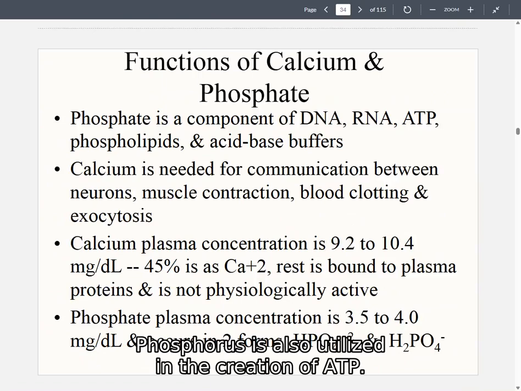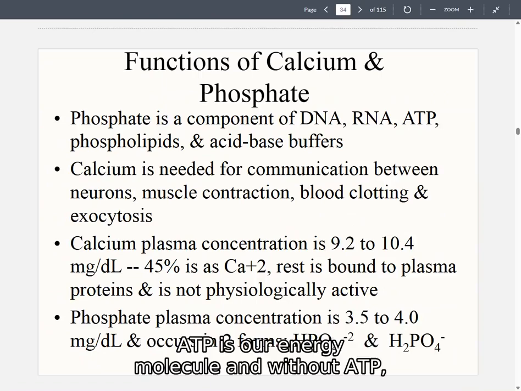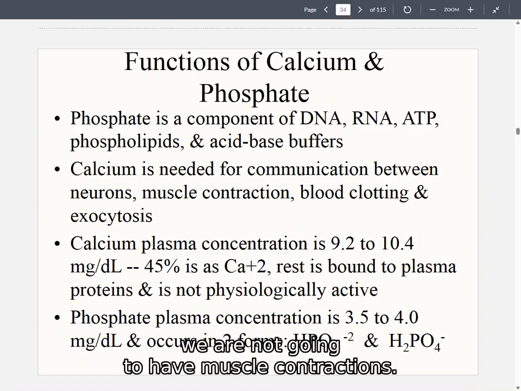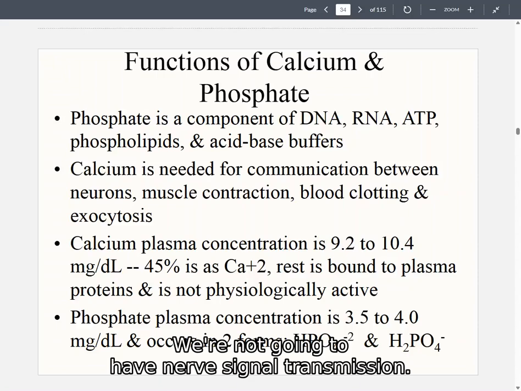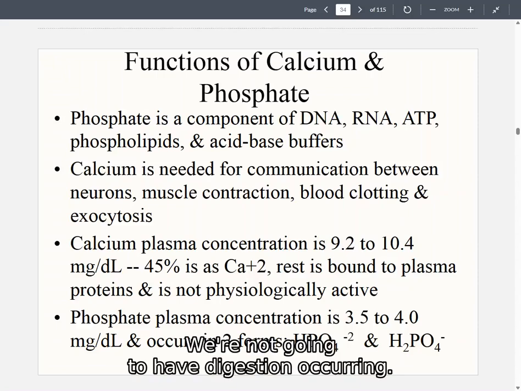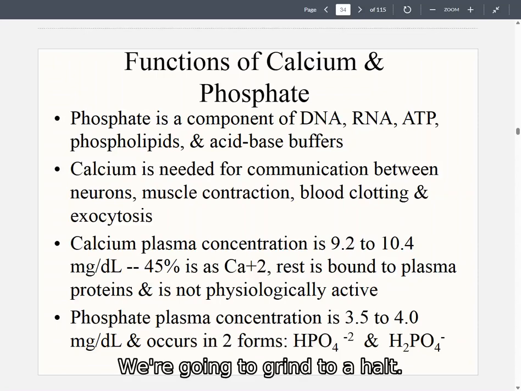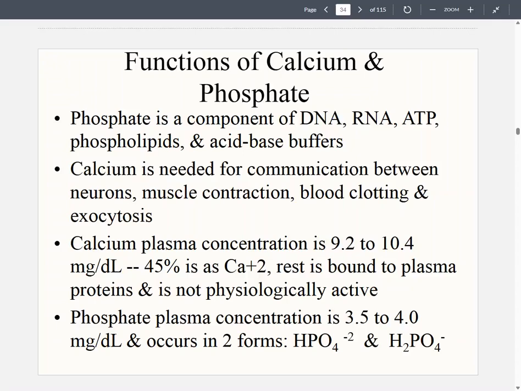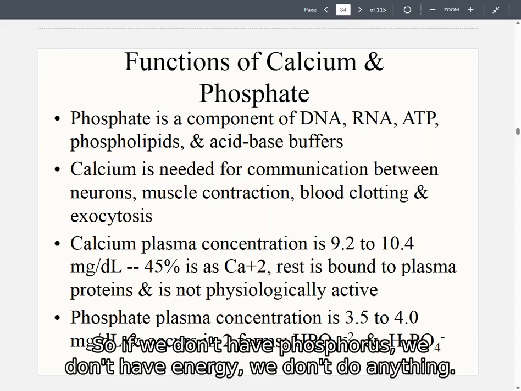Phosphorus is also utilized in the creation of ATP. ATP is our energy molecule, and without ATP, we're not going to have muscle contractions. We're not going to have nerve signal transmission. We're not going to have digestion occurring. We're going to grind to a halt. So if we don't have phosphorus, we don't have energy, we don't do anything.